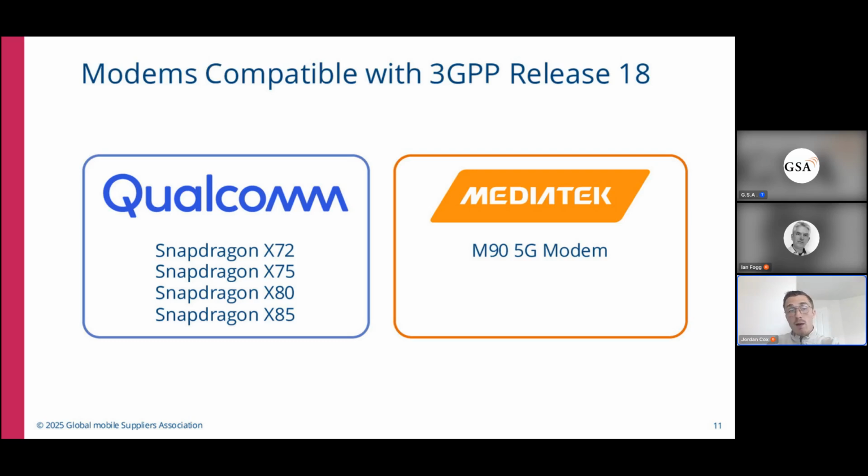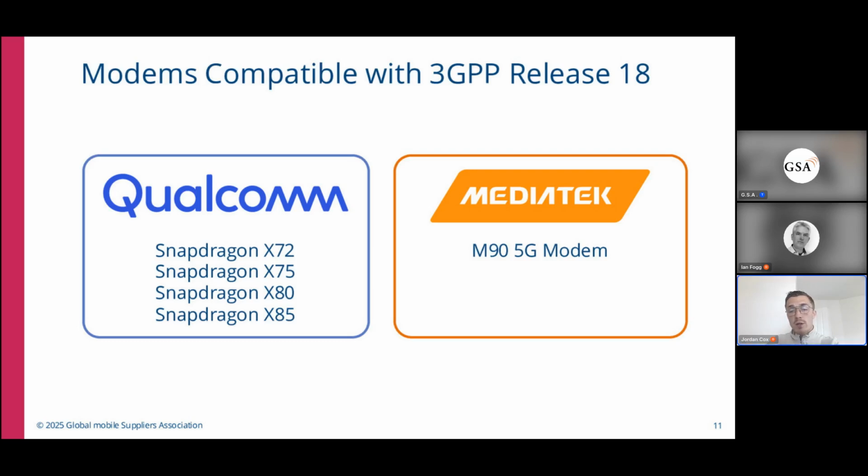The Snapdragon X75, for instance, integrates an AI processor that supports real-time beam management and network optimization, helping devices adapt more intelligently to their surroundings. It also enables 5G NR Lite or RedCap, allowing smaller, more efficient devices like wearables or industrial sensors to benefit from 5G. And we also have the M90 5G modem, developed by MediaTek. It supports advanced features such as carrier aggregation, dual connectivity, and high efficiency MIMO, which are essential for the enhanced mobile broadband and low latency performance promised by 5G Advanced.